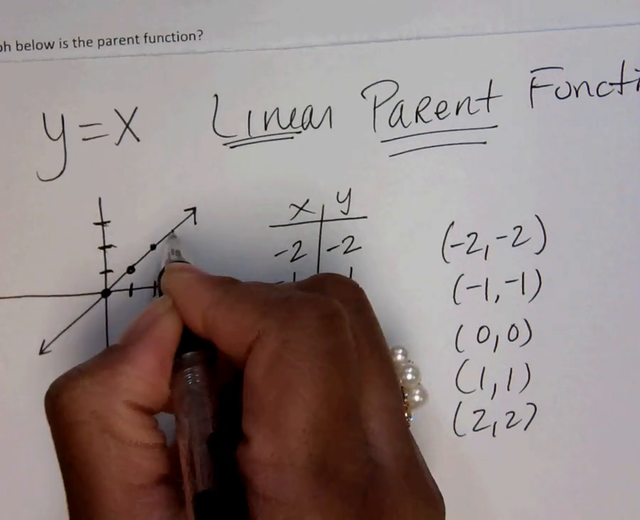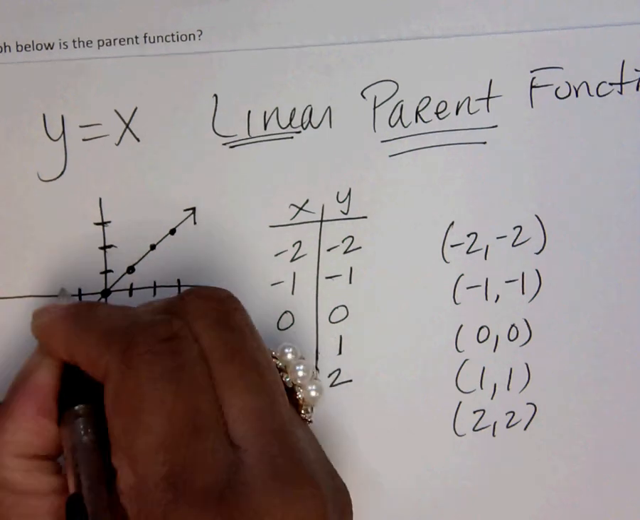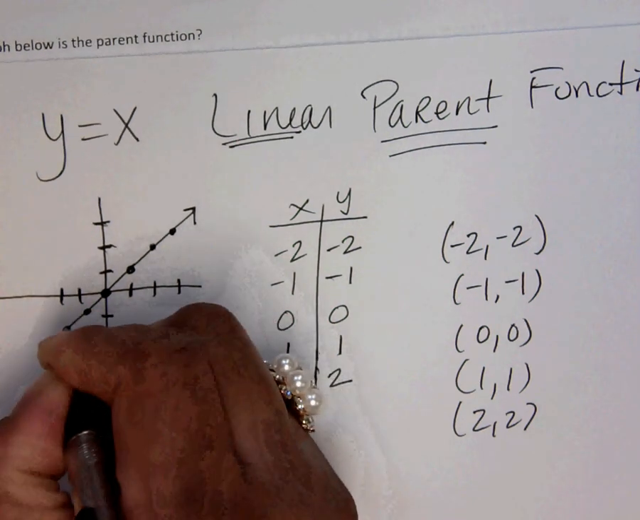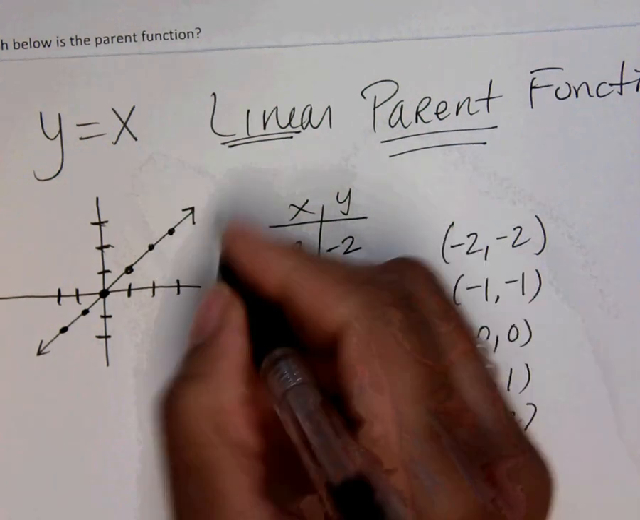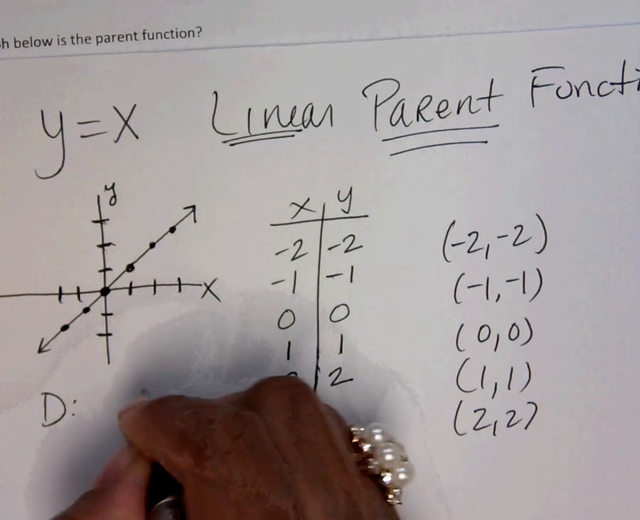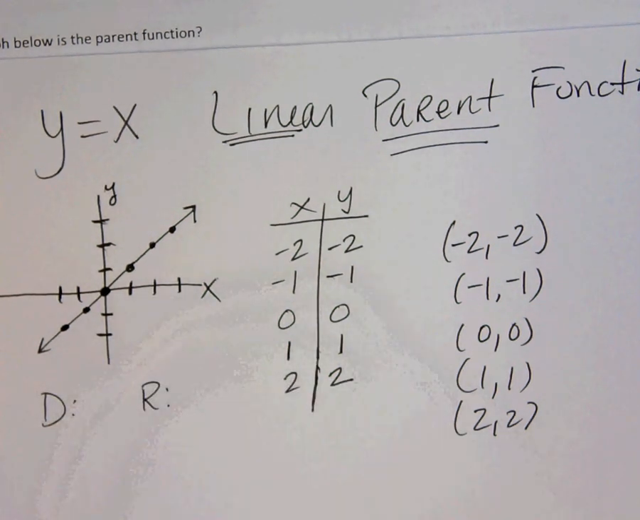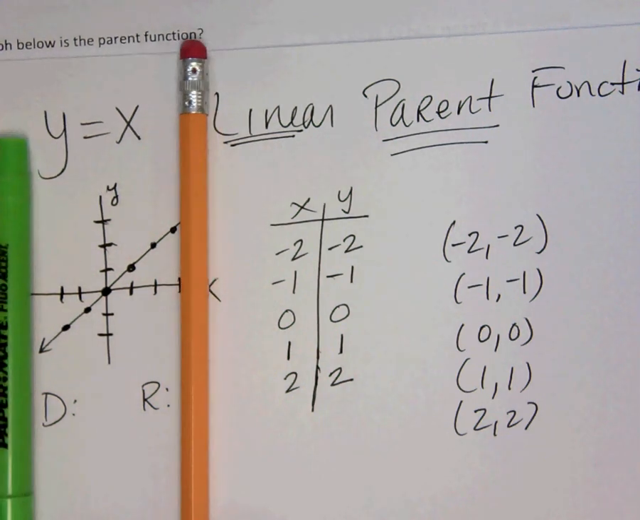So here is 1, 1, 2, 2, 3, 3. Here is negative 1, negative 1, negative 2, negative 2, and so on and so forth. When I connect those dots, I have the parent function. Now, we take the parent function, we find the domain and range of it.